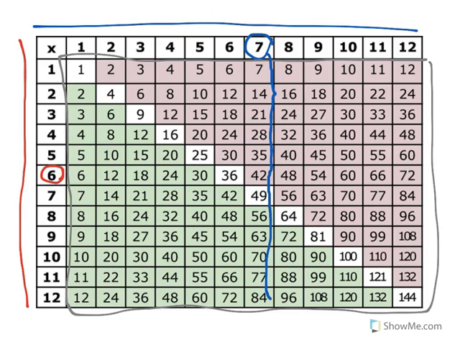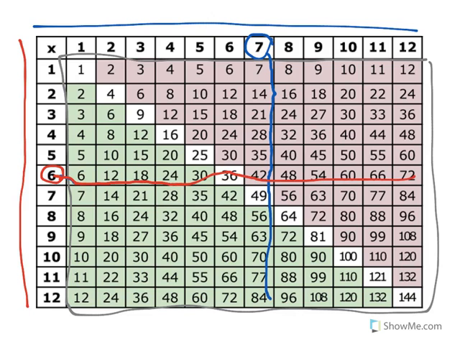Now, I have this same thing over here. Sixes. Let me use red here. 6 times 1 is 6. 6 times 2 is 12. 6 times 3 is 18. 6 times 4 is 24. And so on and so forth.